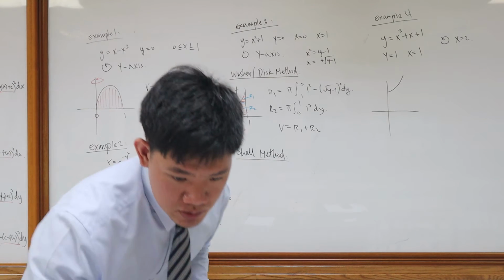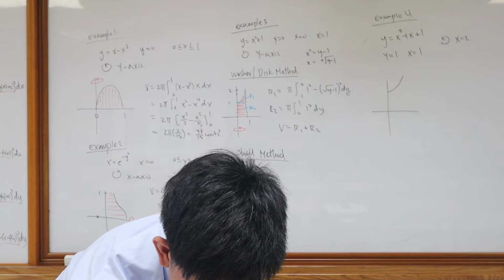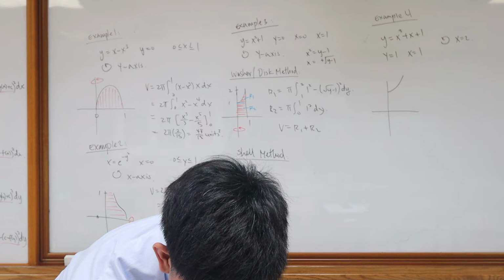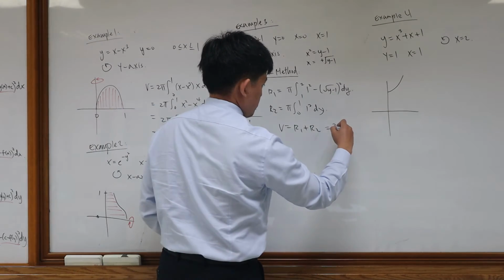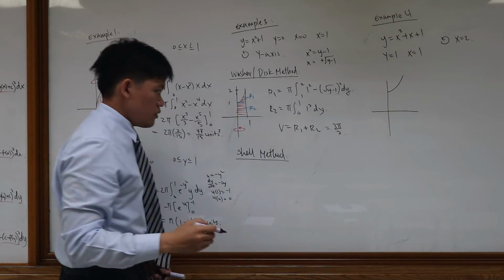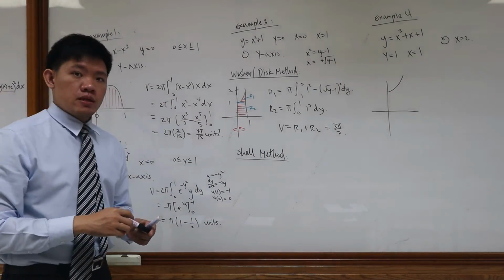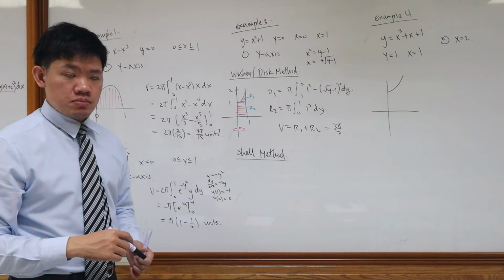And I think the answer comes out as, let me just copy the number down. The answer is 3 pi over 2. Okay, 3 pi over 2. Now, if you use the shell method, you'll see very quickly why this is preferred.